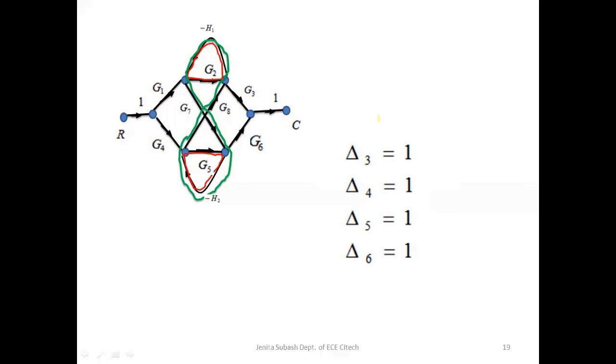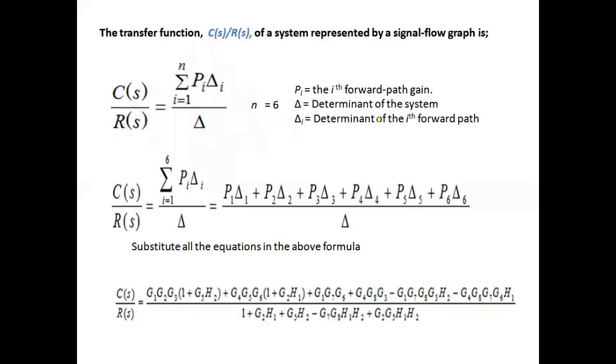Hence, once we identify all the values of delta 1, 2, 3, 4, 5, 6, we have to substitute in Mason's gain formula, which is given by C(s) divided by R(s) equal to summation i equals 1 to n, Pi delta i divided by delta, where n is equal to 6 here in this example. So the formula gets expanded to P1 delta 1 plus P2 delta 2 plus P3 delta 3 plus P4 delta 4 plus P5 delta 5 plus P6 delta 6, the whole divided by delta. We have found the values of all P1, P2, P3, P4, P5, P6 in the previous slides. Let's substitute all the values and write the final answer.